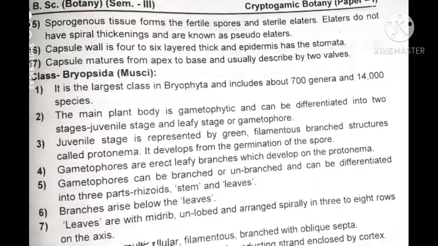Now we will see the characteristic features of the last class of Bryophyta, which is named Bryopsida or Musci. This class of Bryophyta is the largest one. It includes about 700 genera and 14,000 species. The plant body we see is gametophytic and differentiated into structures like rhizoid, stem and leaves. The gametophyte may be branched.